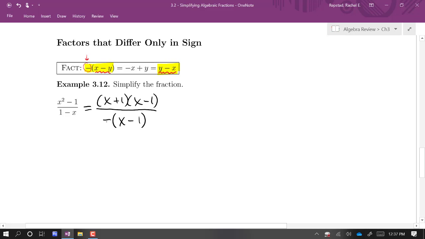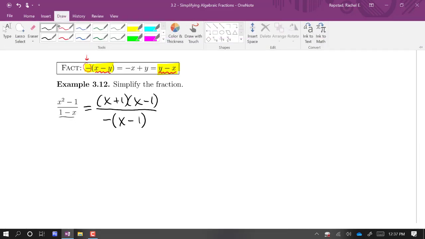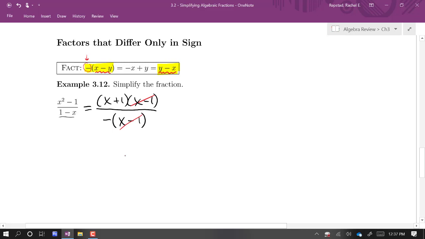You could double check. If you distribute that negative 1 through the parentheses, you get negative x plus 1, which is equal to 1 minus x. Now we can cancel the x minus 1. We end up with x plus 1 over negative 1, which it's pretty unconventional to leave it like that. Dividing by negative 1 is the same as multiplying by negative 1. So this is negative x plus 1 or negative x minus 1, and either of these would be okay.